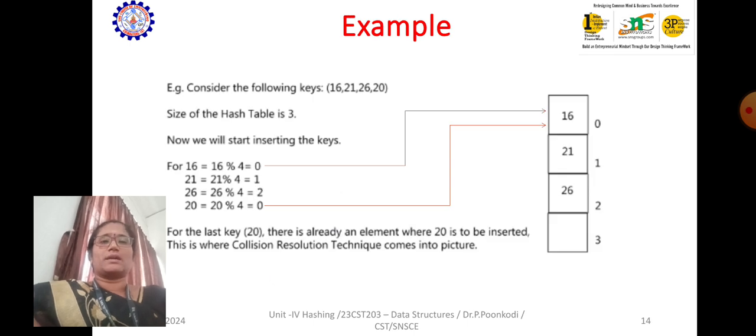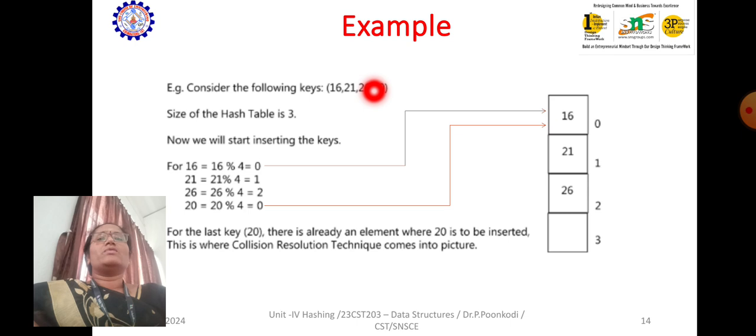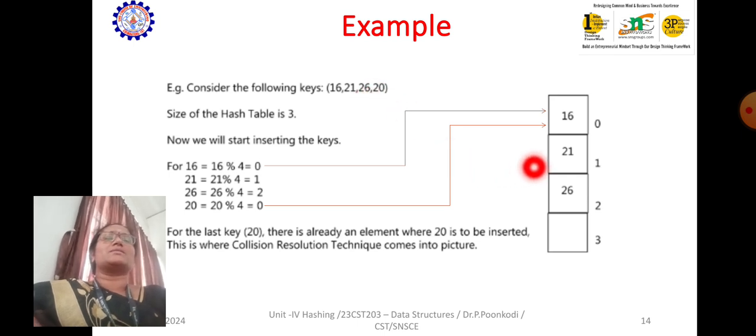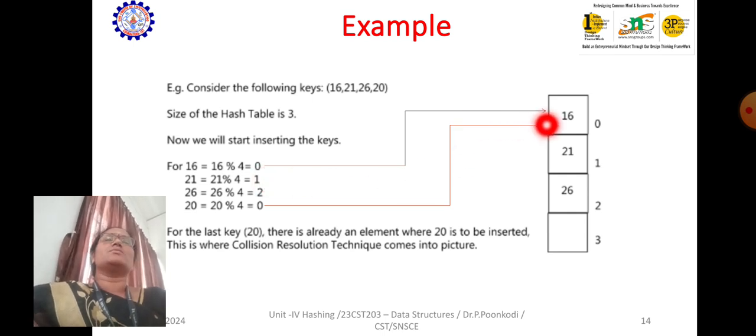Consider this example: 16, 21, 26, 20. These are some of the key elements which we are going to store in the hash table. Consider the table size as 4, that is index 0 to 3, totally 4. Now we start inserting the keys. Consider the first element, 16. 16 divided by 4: since 4 fours are 16, the remainder is 0. So the first value, 16, gets stored at index 0.